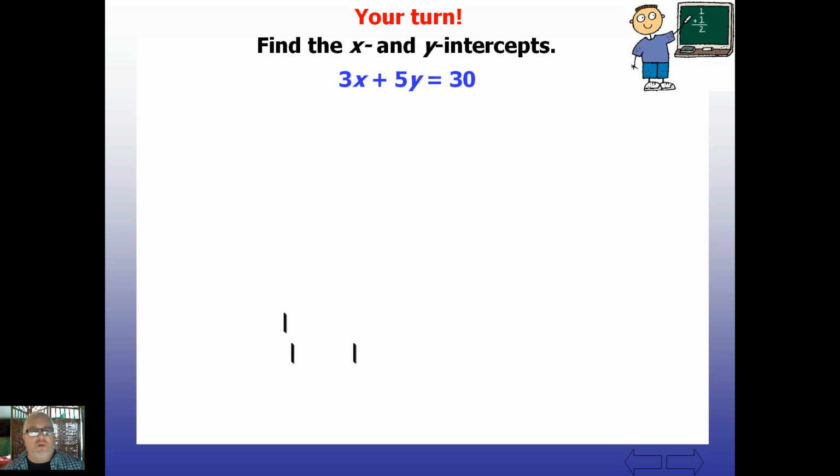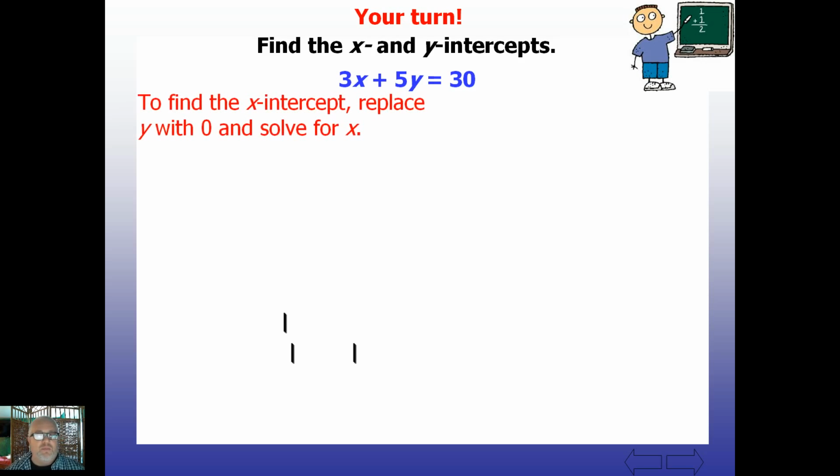Alright, how about this one? Find the x and y intercepts of the following: 3x plus 5y equals 30. So go ahead and have at that. I'll go ahead and set up the first piece here. Press pause, finish this up, and get right back to me and we'll see how you did.